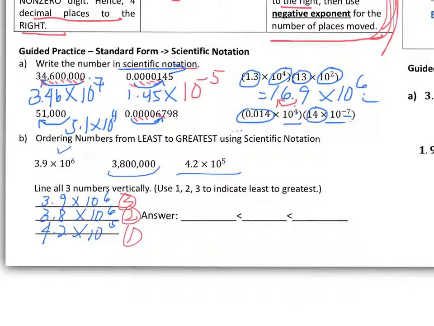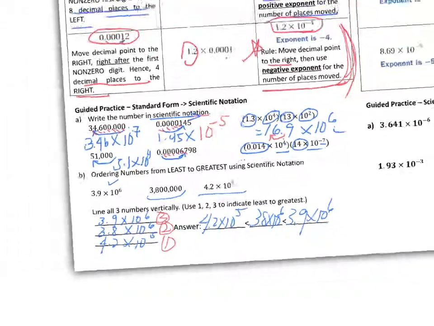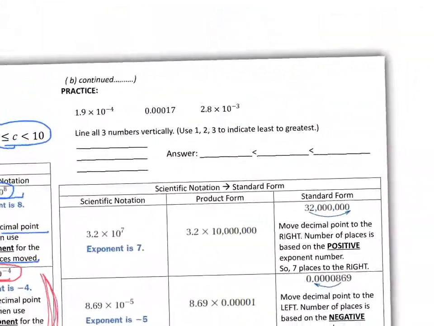I'm going to write my answer. 4.2 times 10 to the 5th power, and 3.8 times 10 to the 6th power, 3.9 times 10 to the 6th power, and that's our answer. Okay, and let's do some more practice.